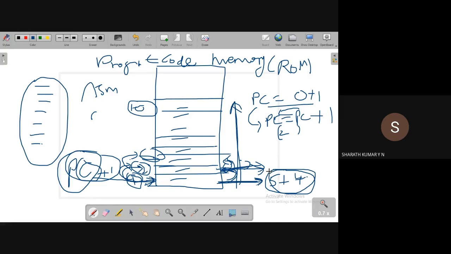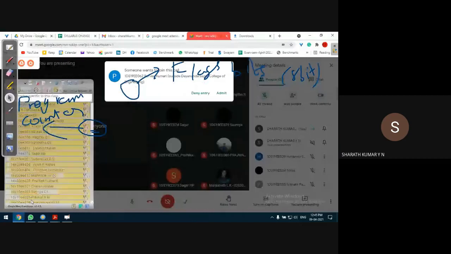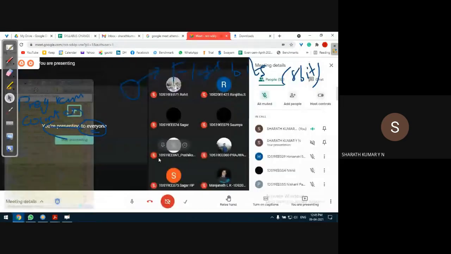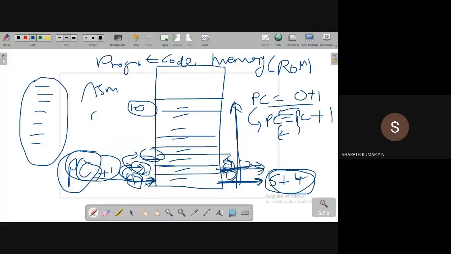Who will tell where to go? Sorry, somebody is waiting. Yeah. Okay, who will tell the microcontroller which instruction to execute? The program counter. It has already been incremented by 1. It is already pointing to the next instruction.